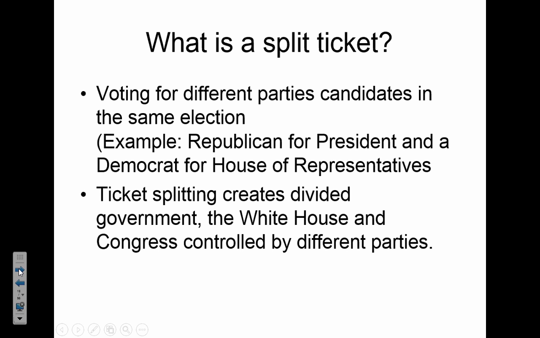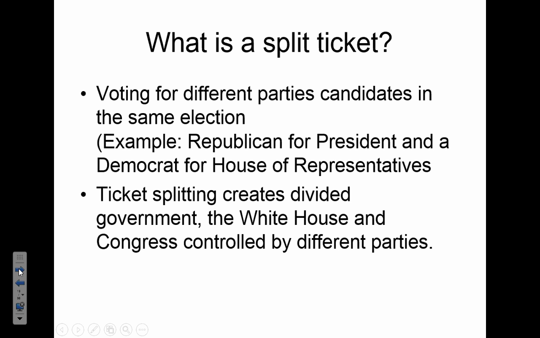So what that creates is what we call divided government. I don't know if divided government is a good thing or a bad thing, but it is not uncommon. President Obama had a Democratic House and Senate for a little bit. President Bush had a Republican House and Senate for a little bit. But neither were able to keep them through all of their presidency. So what do you think?